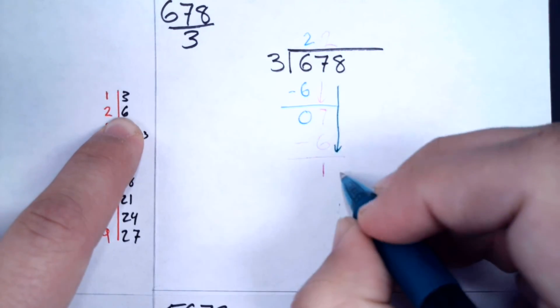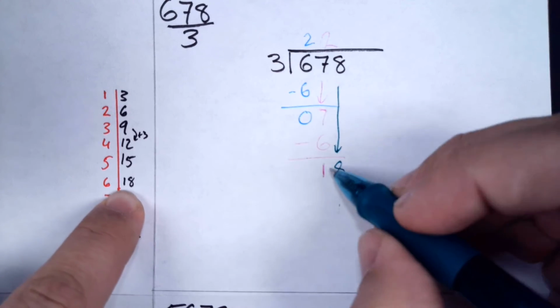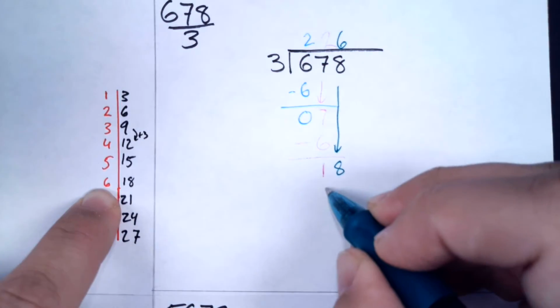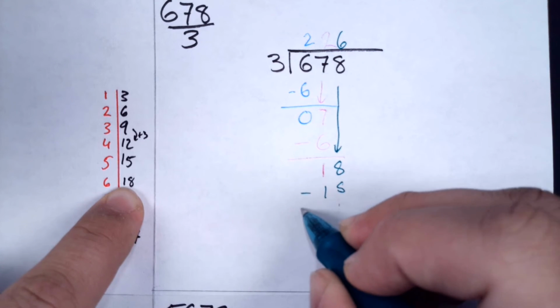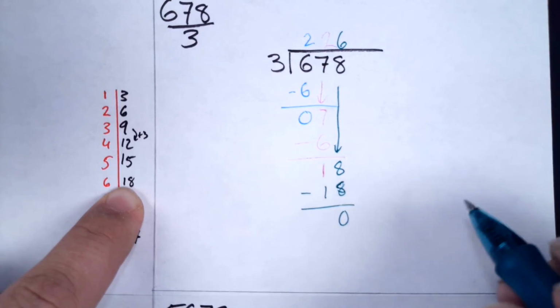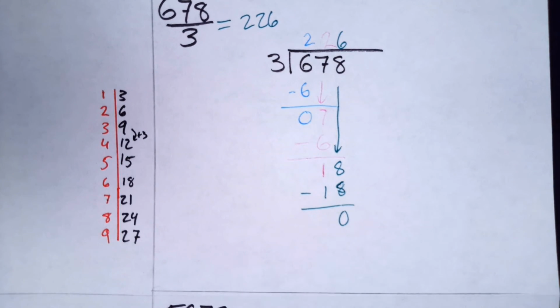And let's drag this down. 18. So I'm looking for 18 on my table. There's the 18. So I'm going to write 6 up above. 6 times 3 is then 18. And when I subtract, 18 minus 18 is just 0. So my answer is 226.